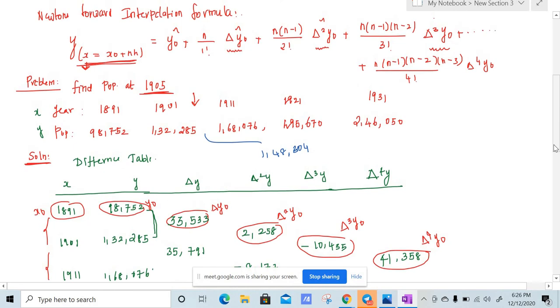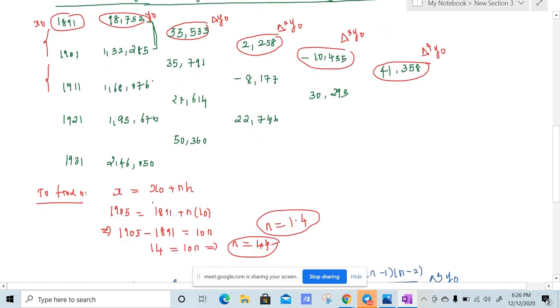So we will do one more problem. When you are given a problem with Newton forward, you just start with the difference table. After the difference table, you find n using x is equal to x naught plus nh. X is the unknown that we need to find. X naught is the first value in x, here 1891 is the first value. H is the interval width. N is what we need to find.